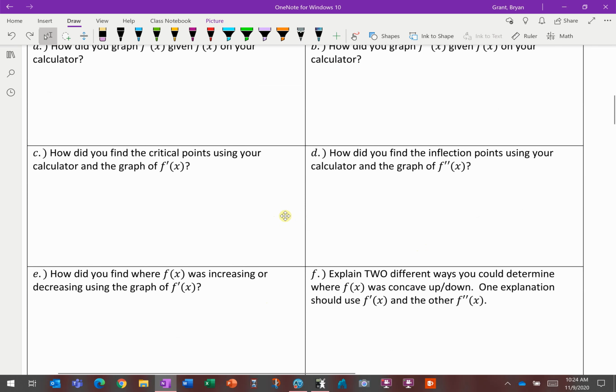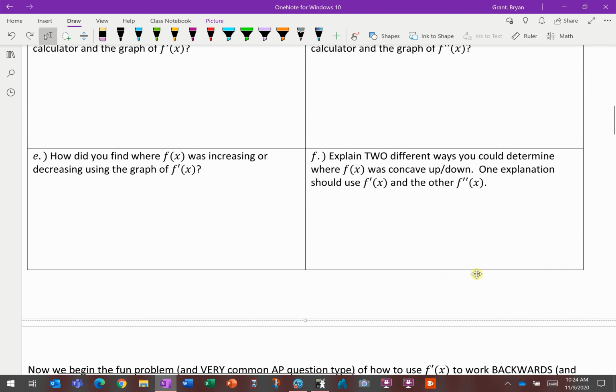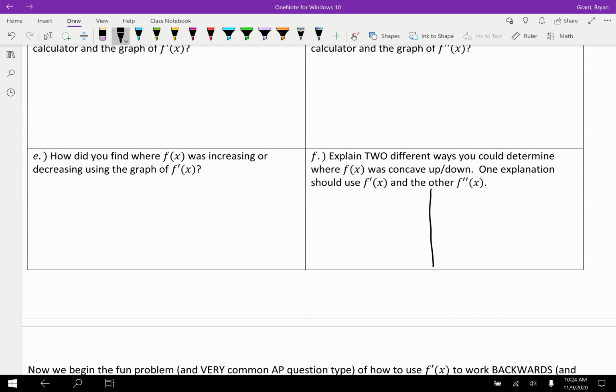All right, hopefully you had a chance to get through all those. Let's go ahead and discuss F. Explain 2 different ways you could determine where f is concave up and concave down. One explanation should use f prime, and one should use f double prime. Well, let's use the f prime one first. No, I'm sorry, let's do f double prime first.